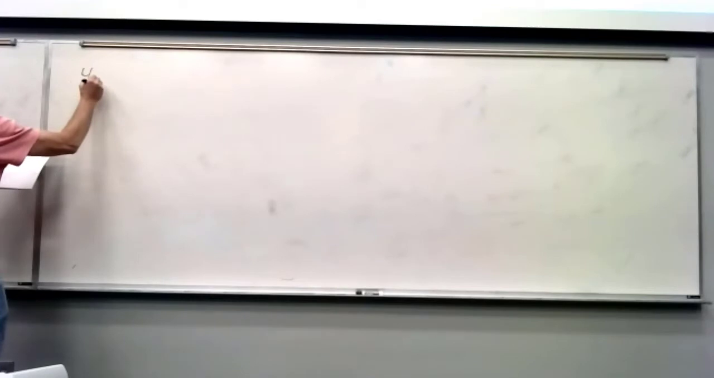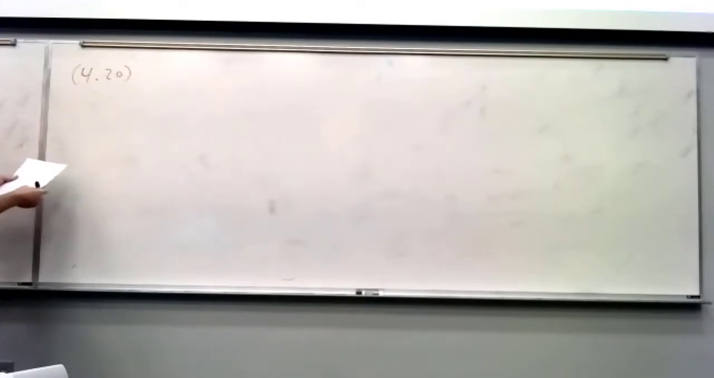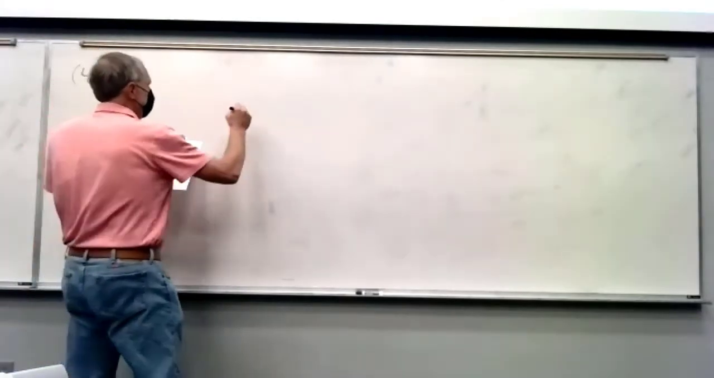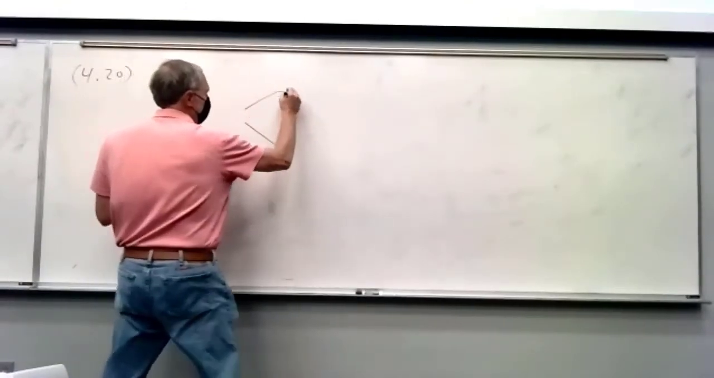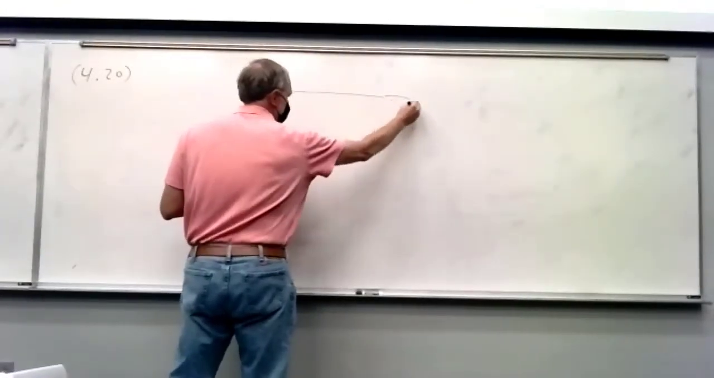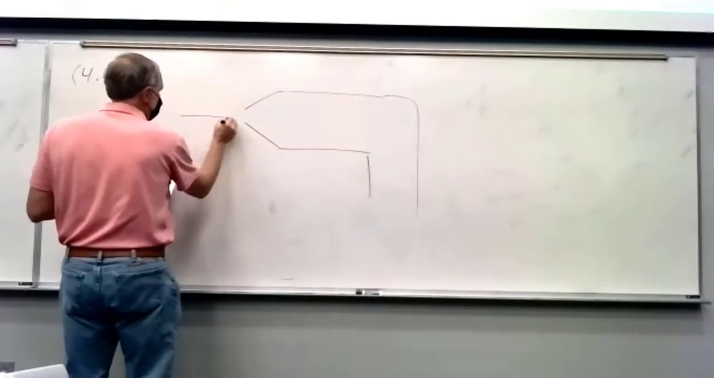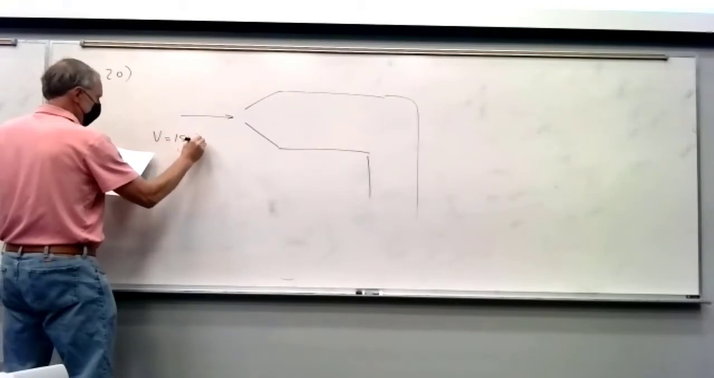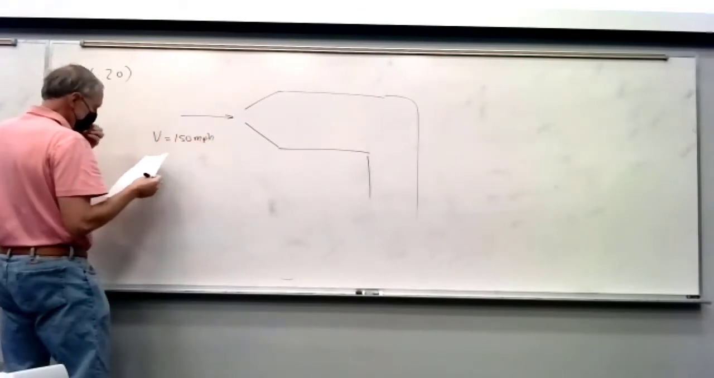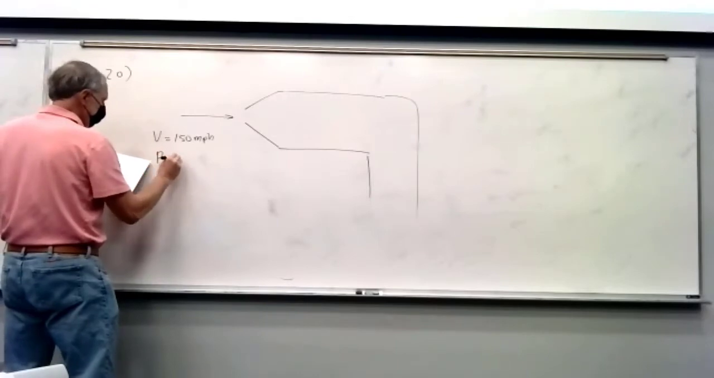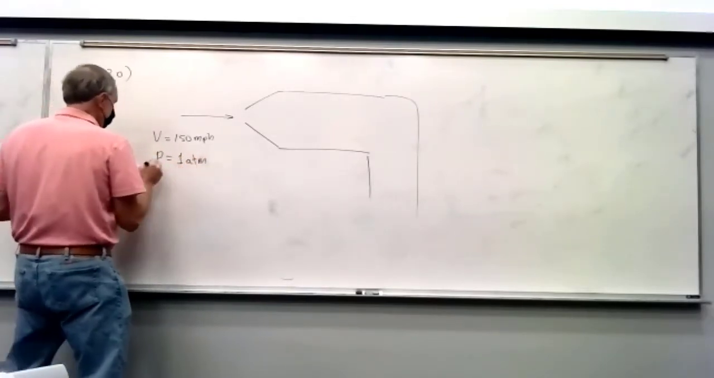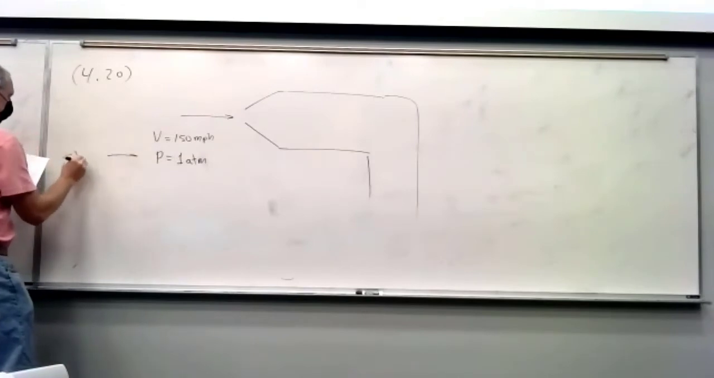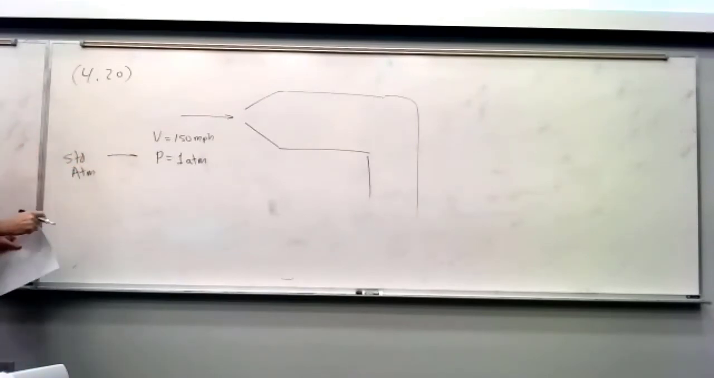So the first problem is dealing with a pitot-static tube or a pitot tube in this subsonic wind tunnel. So I've got air going into this tube, 150 miles per hour, 1 atmosphere. So when you see that, immediately you're going to assume standard atmosphere, right?